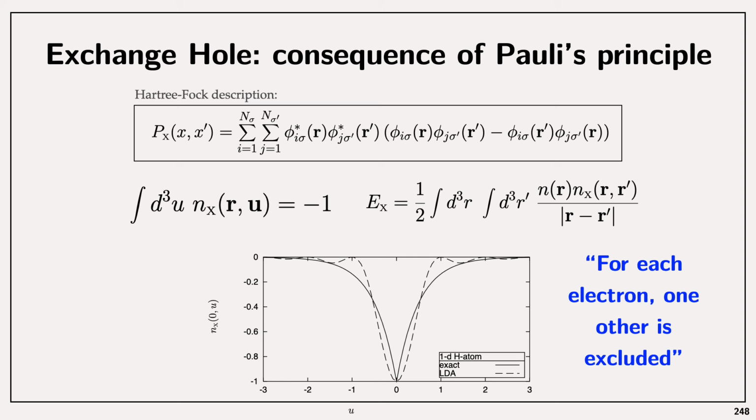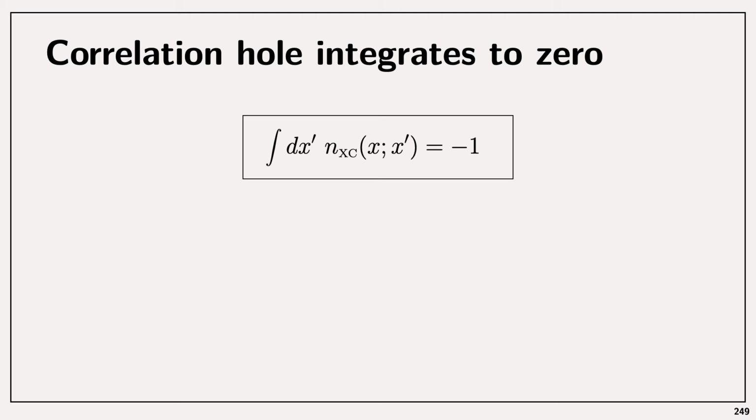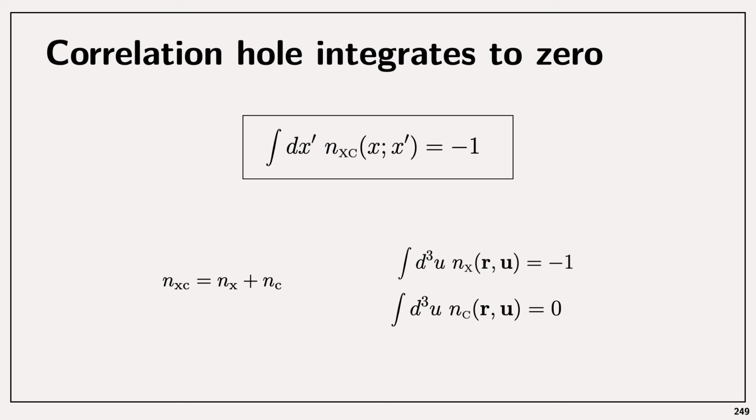So each electron, one other is excluded. The -1 can be understood by the fact that if we have an electron somewhere, it creates a hole of -1. It basically excludes the other electron. Now, we can put everything together because we have integrated the exchange correlation hole and found it was -1. But the exchange correlation hole is the exchange hole plus the correlation hole. And what happens in that particular case is that since the exchange hole has to integrate to -1, the correlation hole has to integrate to 0. So this is exactly what we need for those approximations.